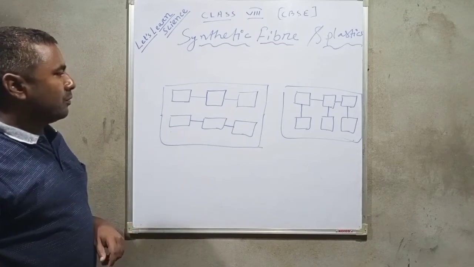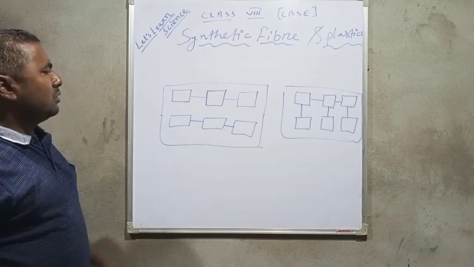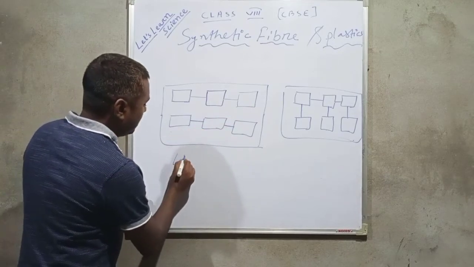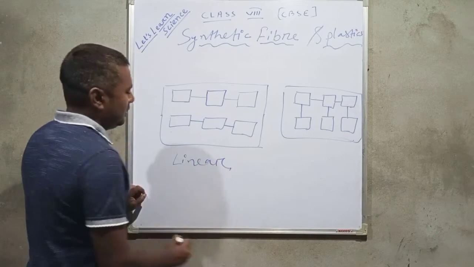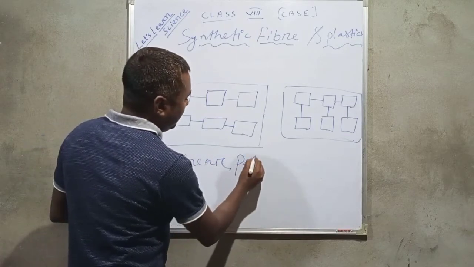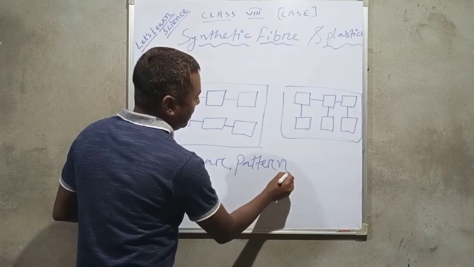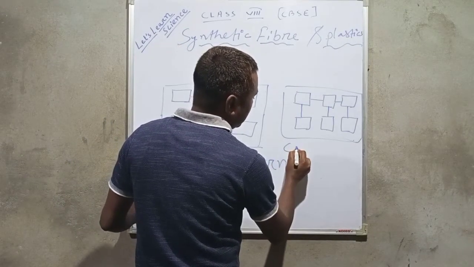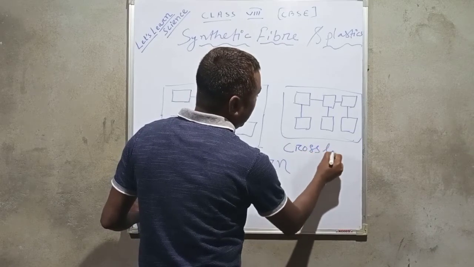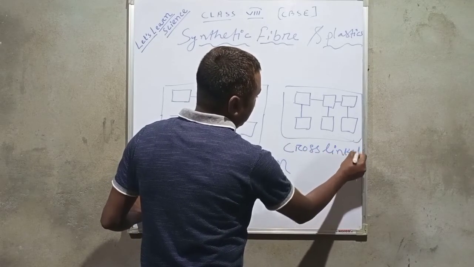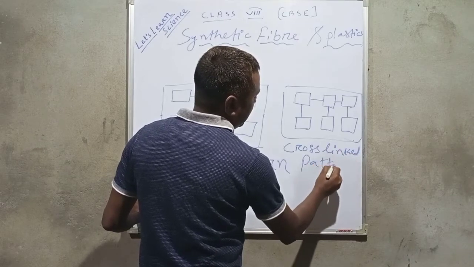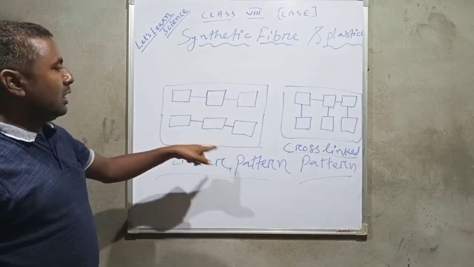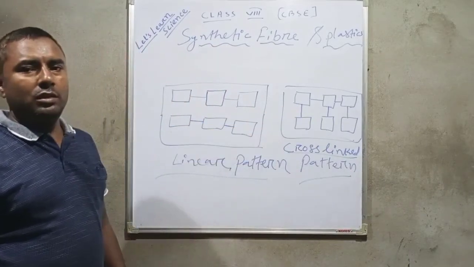Have you seen this? What can you observe? This is somewhat linear there. Linear pattern. And this is cross-linked pattern. This one is linear pattern and this one is cross-linked pattern.